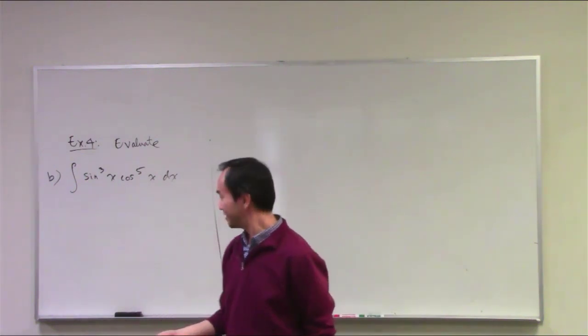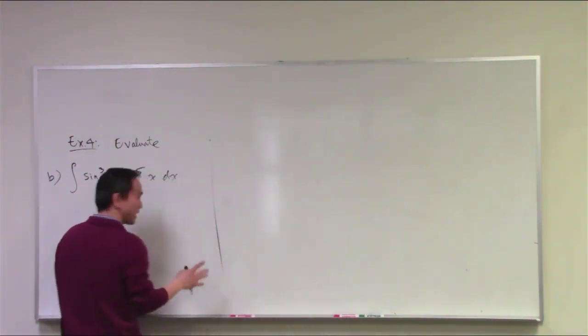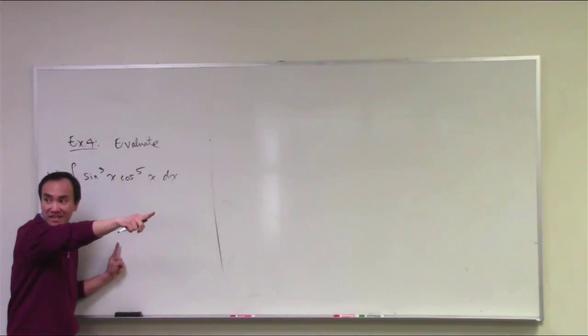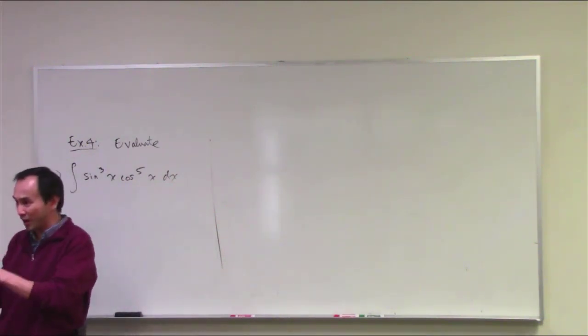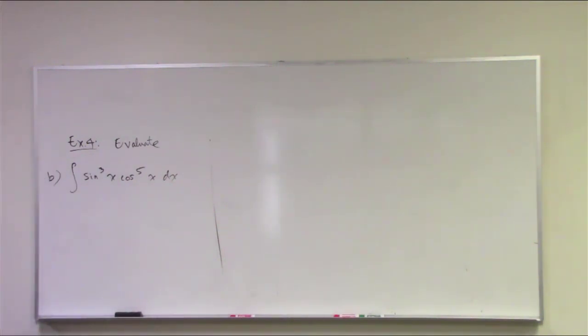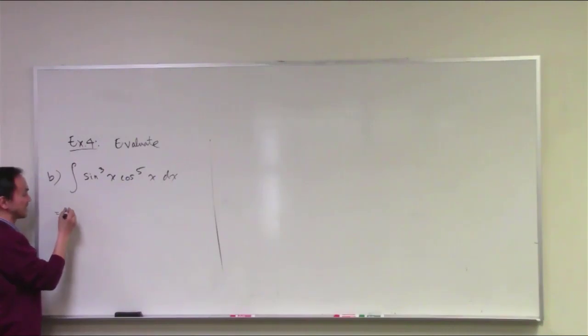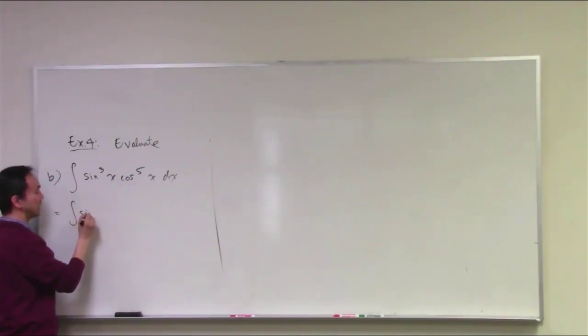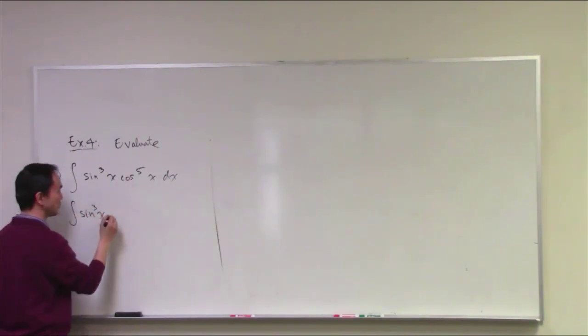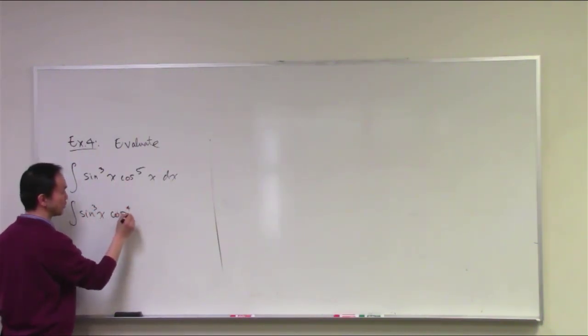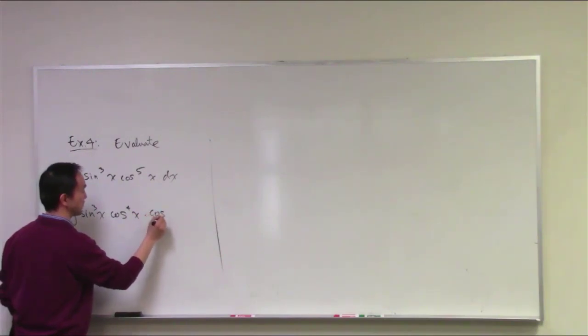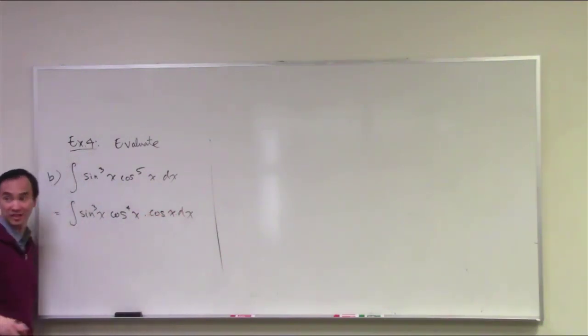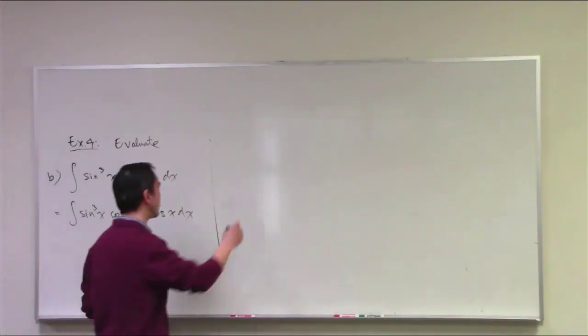At this point, you can use the technique that I pointed out on the other side, as long as you recognize one of the two powers being odd. Since we got both, you can even make your choice. What do I mean by making your choice? You can leave the sine cubed the same, but choose the cosine to separate it out as a cosine to the fourth times a cosine. That's one choice. Or you can go the other way.